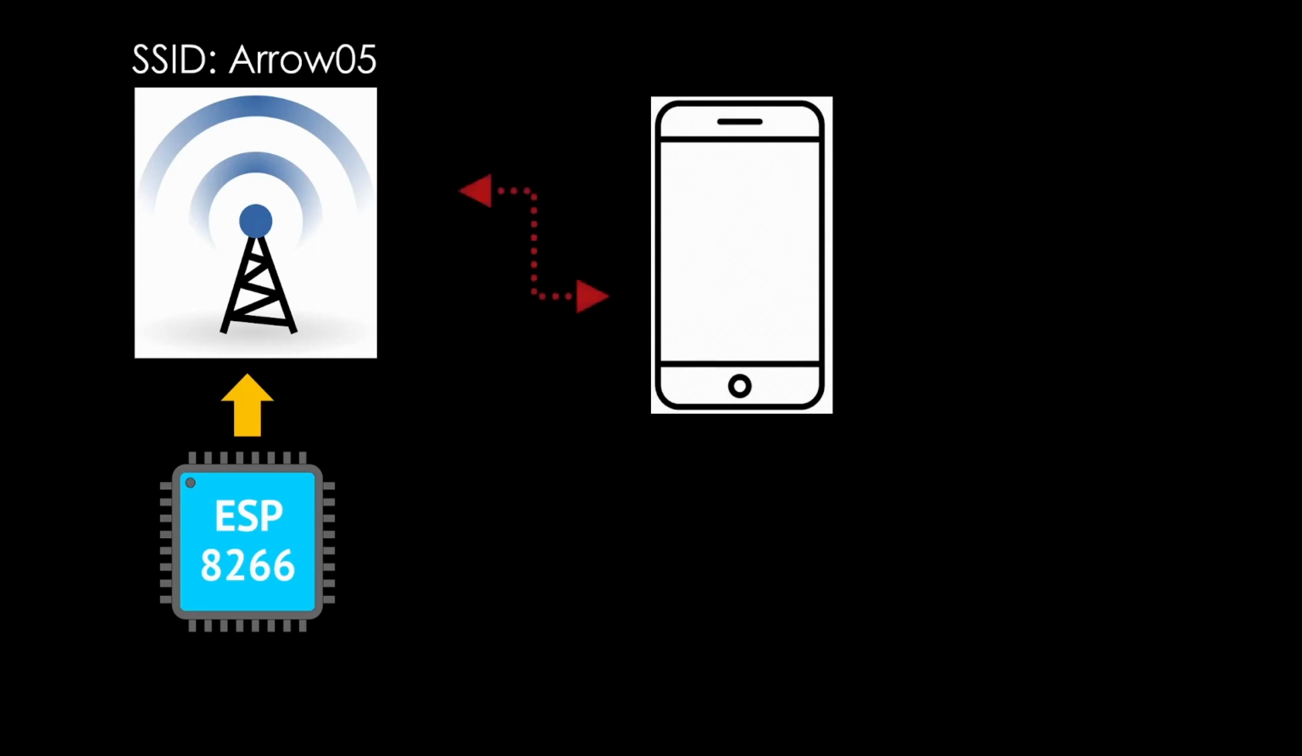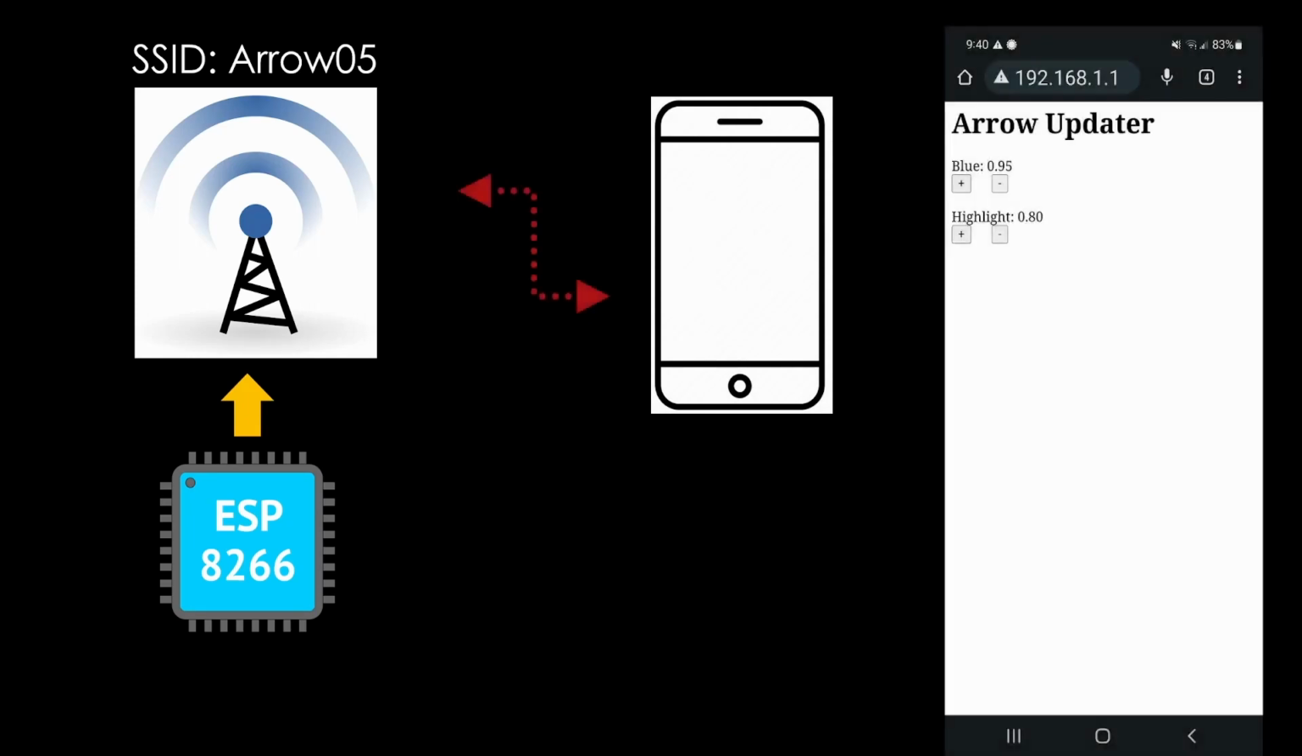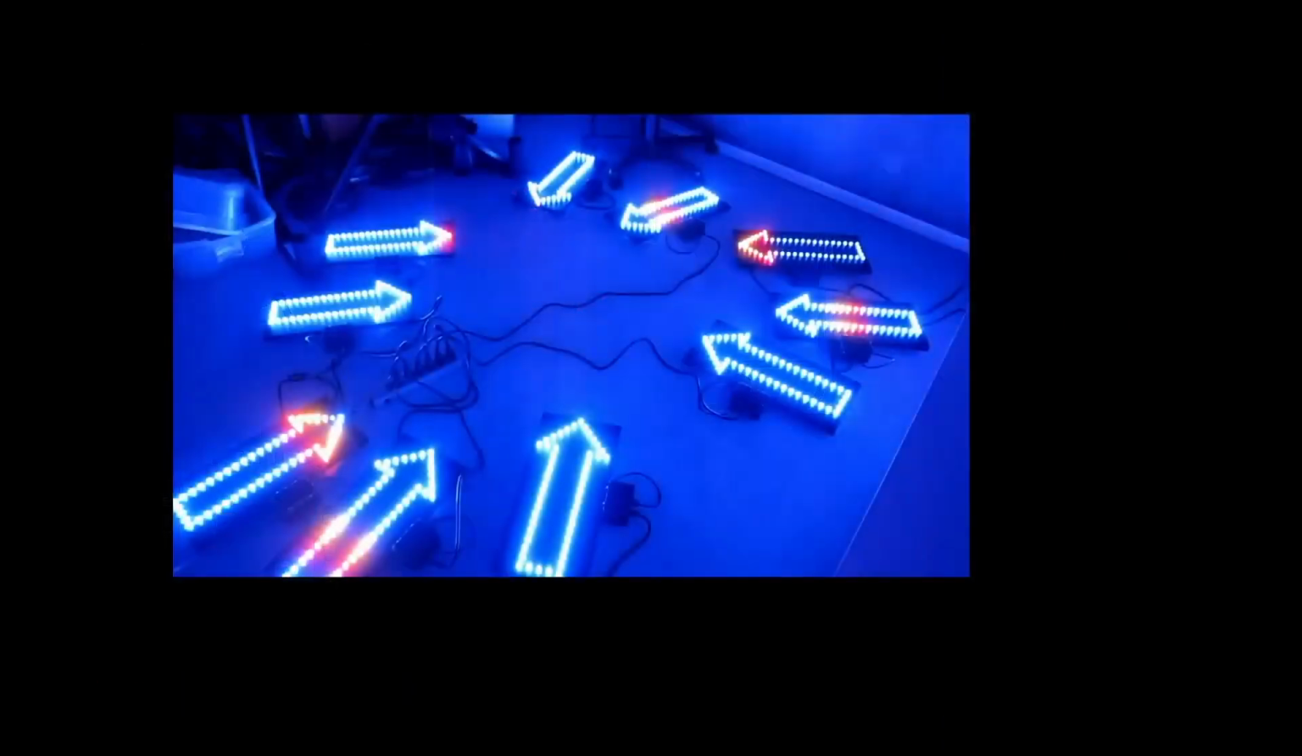The ESP in each arrow sets up its own wireless network with a unique name. In this case, arrow 05. That's why the ESPs had numbers on them. You connect to this network with your phone, and then navigate to a web page. You can then change the brightness of the blue background color or the highlight colors of yellow and red. Those values are stored in non-volatile or permanent memory on the ESP, so that the arrow will always use those values.